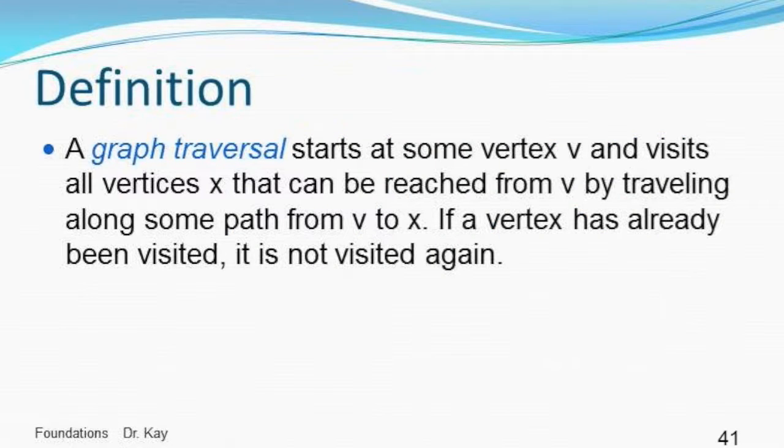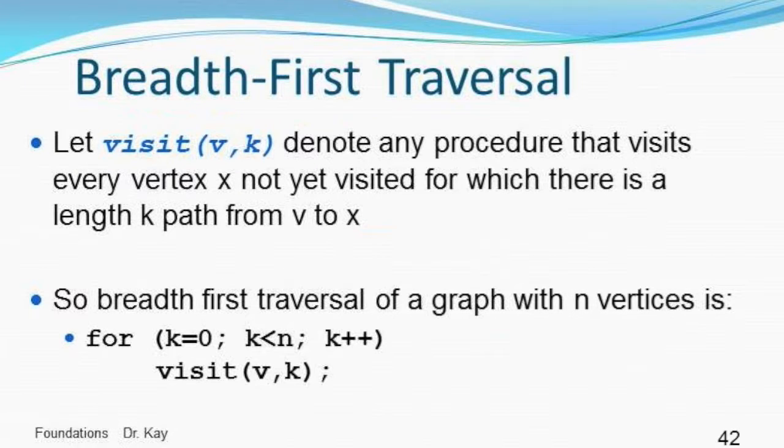A graph traversal starts at some vertex V and visits all the vertices X that can be reached from V by traveling along some path from V to X. And if a vertex has already been visited, it's not visited again. What the heck is this? Well, of course, you know exactly what this is.